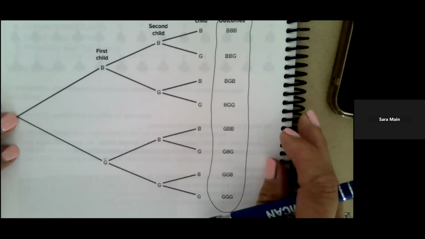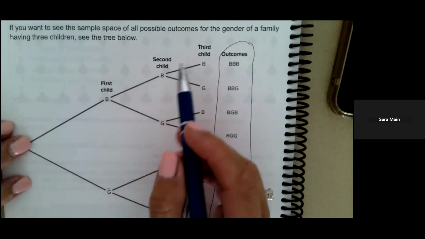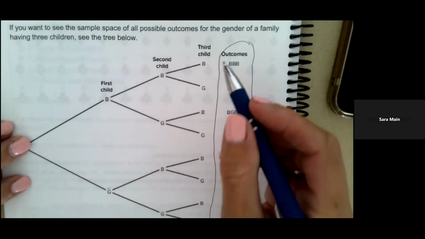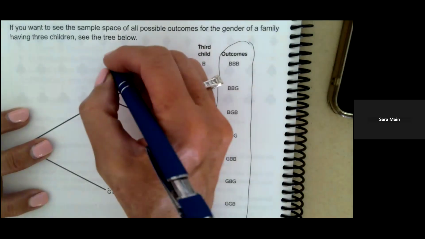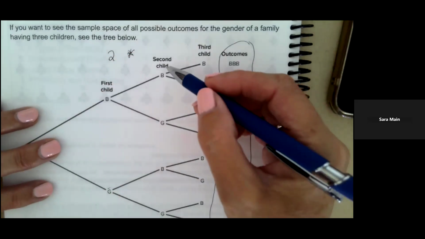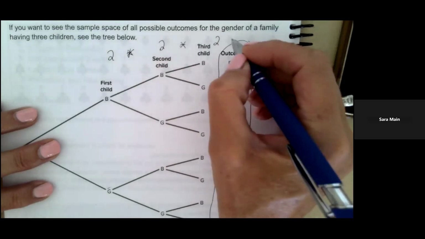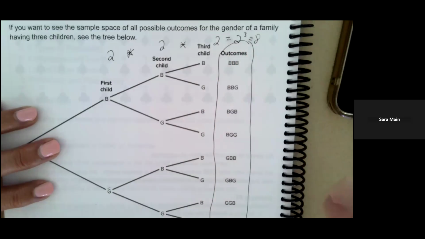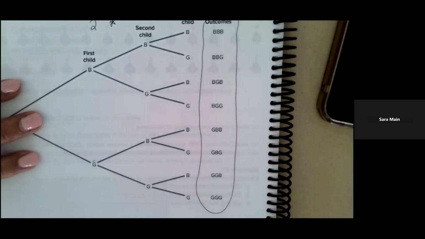And if you're curious about how we know how many are going to be in my final sample space, we're going to take the number of possible outcomes for each time we run the event. So there are 2 possible outcomes in the first child, and we're going to multiply those. It's called the multiplication principle. And there's 2 possibilities for the second child, and there's 2 possibilities for the third child. So that becomes 2 to the third, or 8 possible outcomes. And we can count those here: 1, 2, 3, 4, 5, 6, 7, and 8.